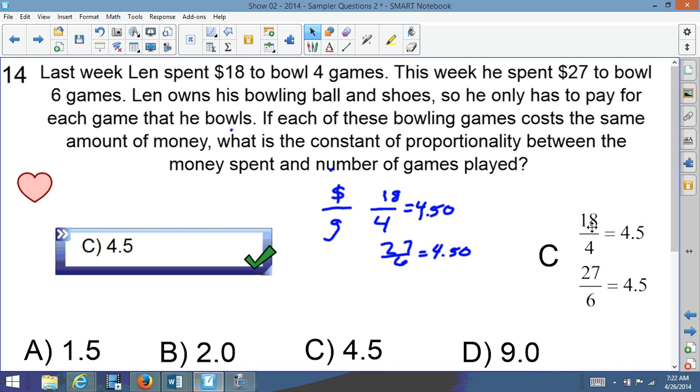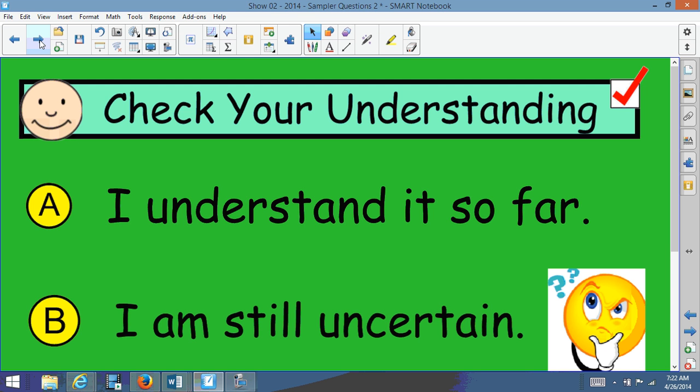So by remembering the unit rate, or constant of proportionality, which is the same thing, the cost of one unit, the cost of one game, is $4.50. So C is our correct answer. Good question. So check if you understand what we've done so far. If you're still uncertain, write down your questions, bring them in tomorrow. I'll be glad to answer them.